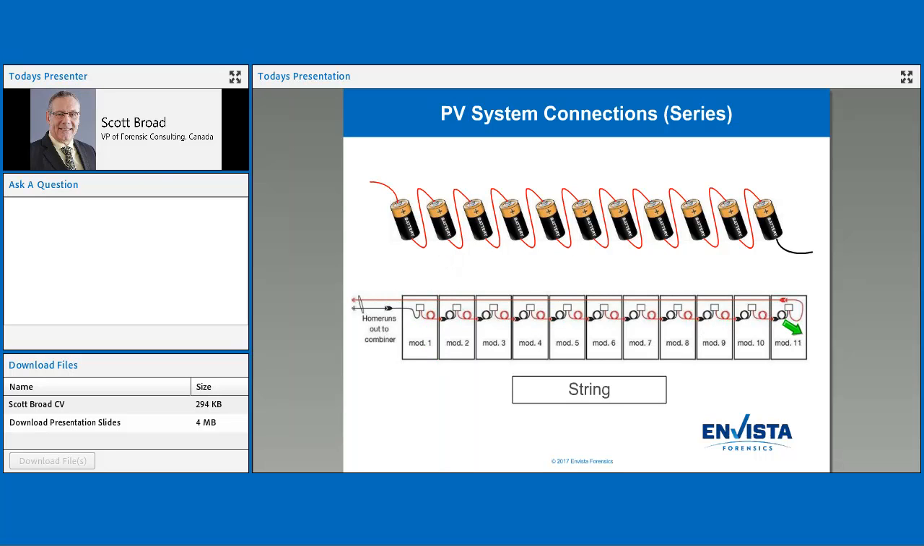All right, interesting term now. When we connect a whole series of panels together, we have what's called a string. So when you see a string of panels, or you hear them talk about a string, this is what they are. They're all connected together, the same as connecting these batteries together.